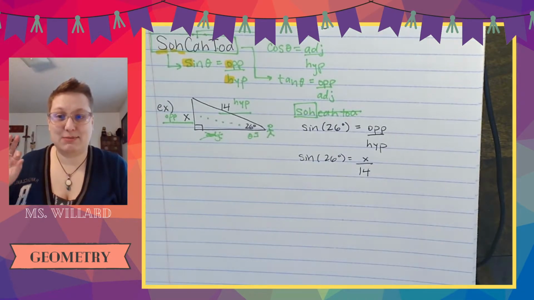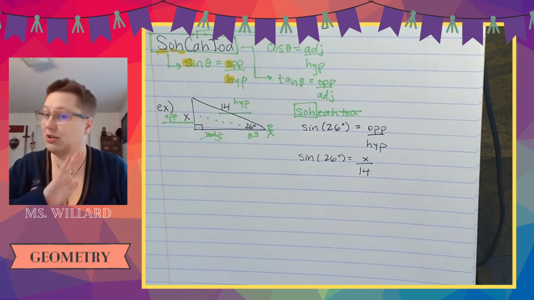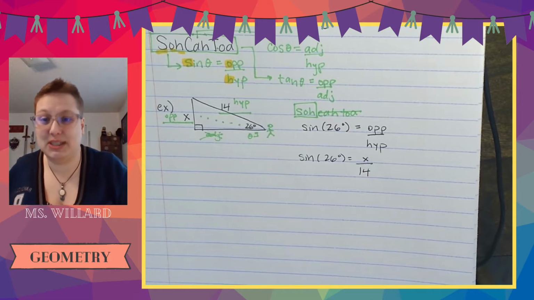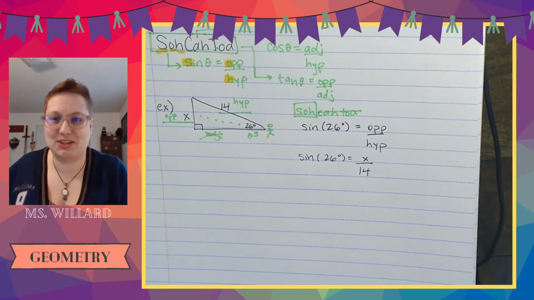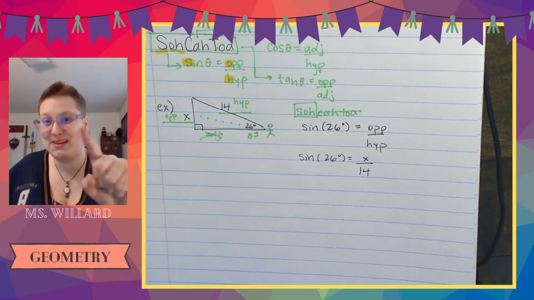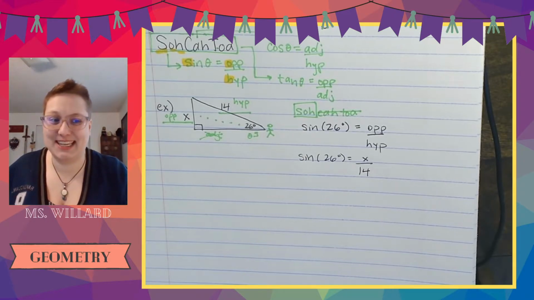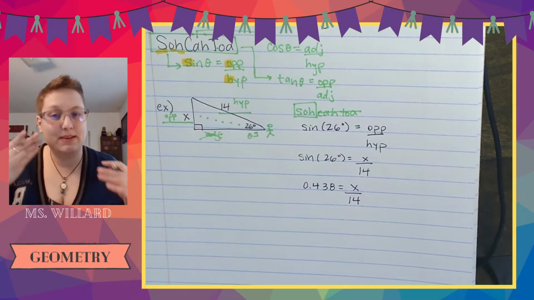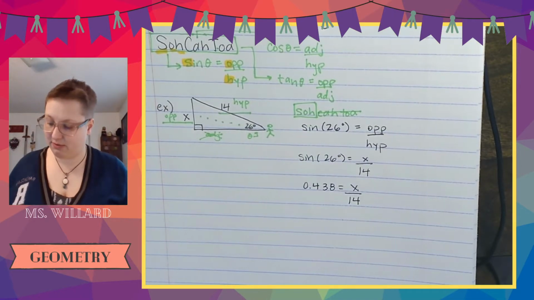Please email me if you have any specific questions. Take a screenshot of your calculator and email it to me. However you do it, I will help you, because this is the part where I usually walk around the classroom and make sure everybody's calculator is saying the right thing. So any calculator, I will help you. Email me. So sine of 26 is 0.438.